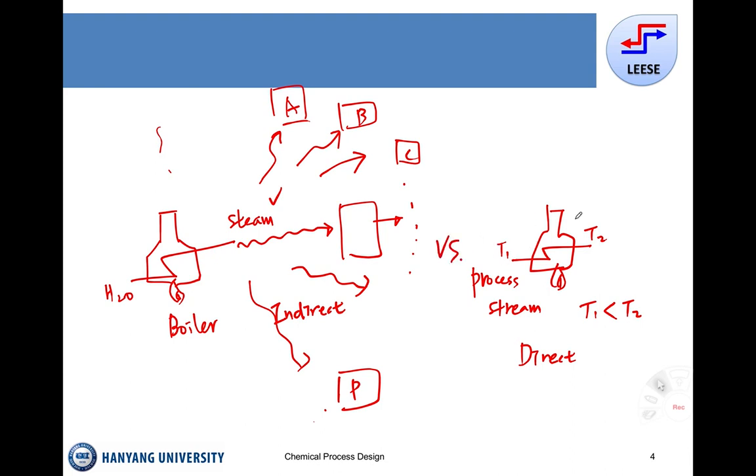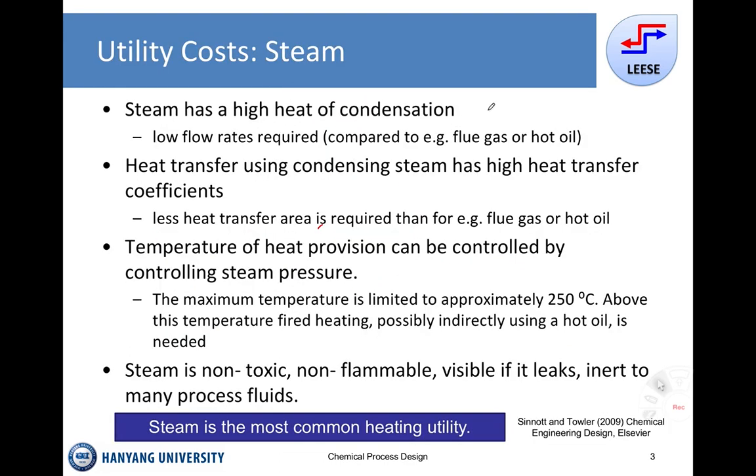Sometimes direct heating is required. Direct heating may be more economical than steam production and distribution. So in the process industry, it's a mixture of this indirect one and this direct one, okay? Then the steam is used because of the high heat of condensation, okay?